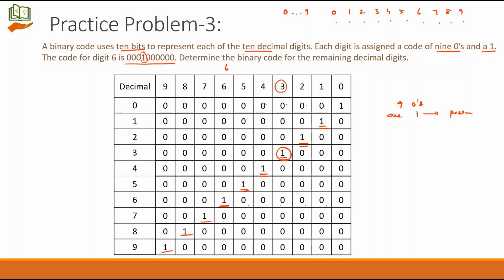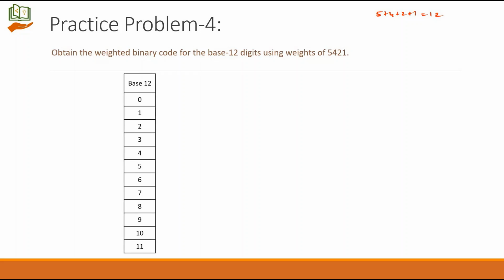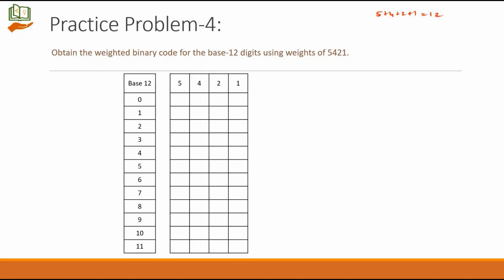The next practice problem. Obtain the weighted binary code for the base 12 digits using weights of 5, 4, 2, 1. How much is 5, 4, 2, 1? 5 plus 4 plus 2 plus 1. 9 plus 2, 11 plus 1, which is equal to 12. So let's take base 12 digits. So from 0 till 11 it is there. Let's have 5, 4, 2, 1 here.